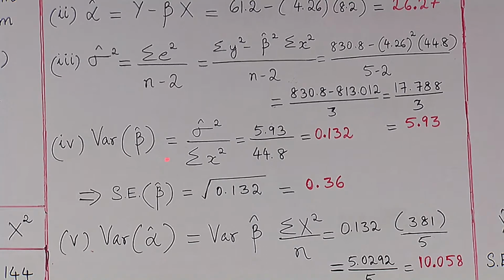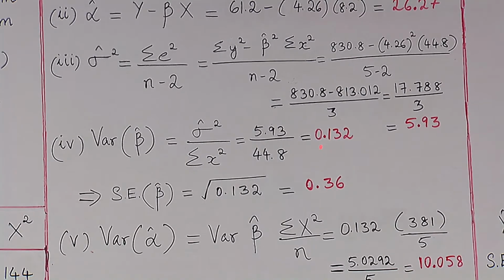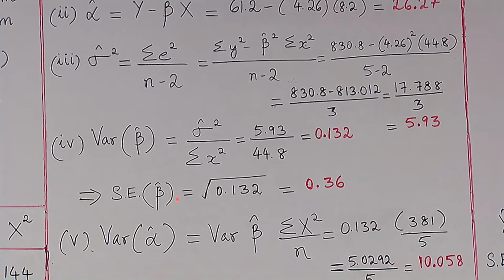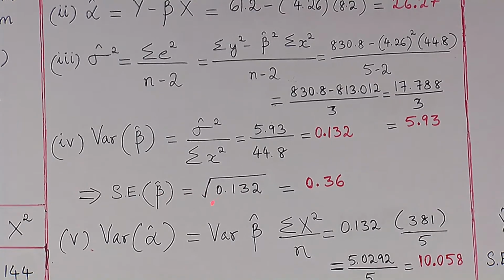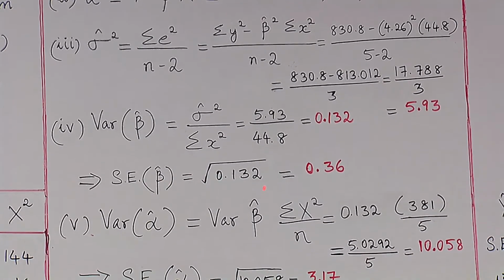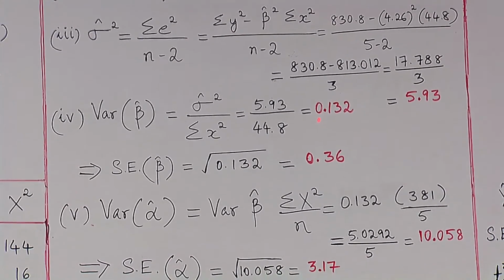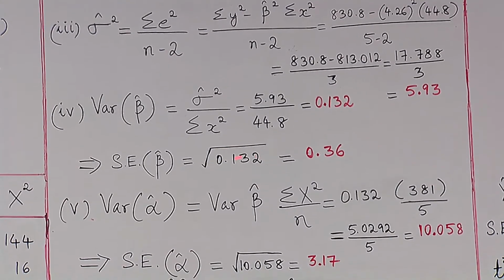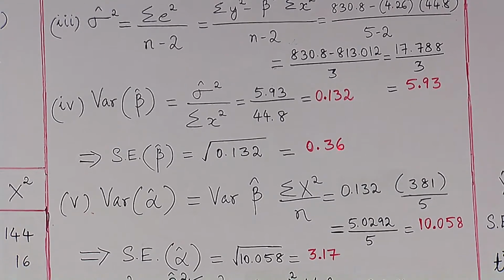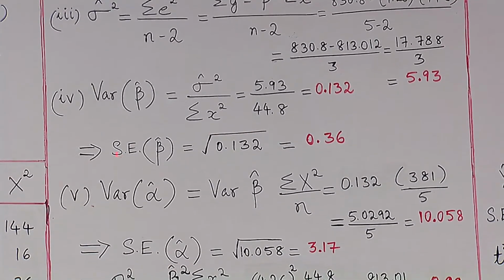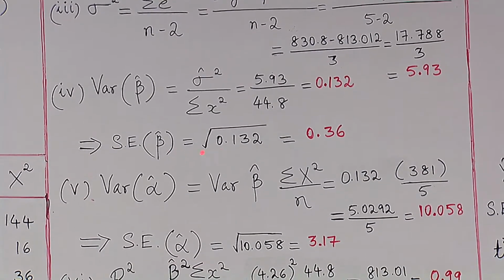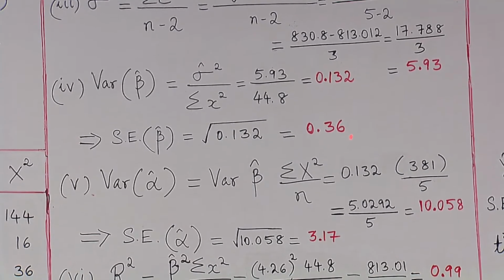With the help of this value, we are going to estimate the standard error of beta hat. It is nothing but the root of 0.132, that is the variance of beta hat. So, the root is 0.36. So, the standard error of beta hat estimated is 0.36.